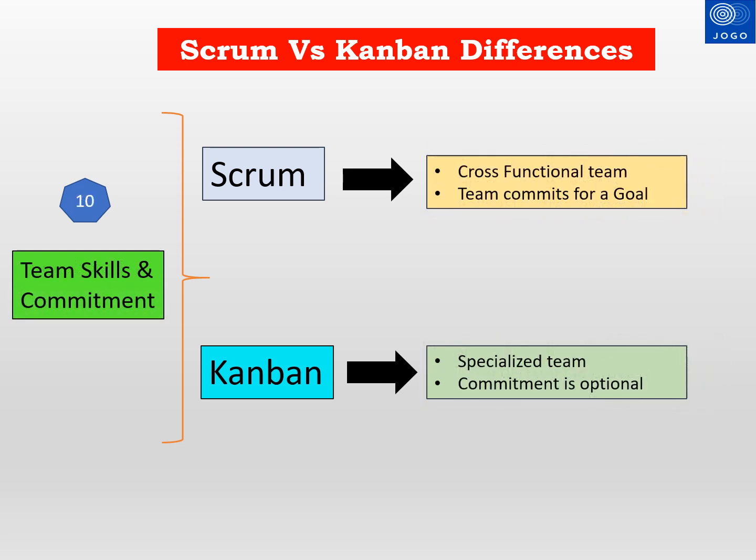The next comparison is based on team and commitment. Scrum recommends cross-functional teams. Team must commit the work for the sprint. In Kanban, we can have a specialized team and commitment is optional for the teams.